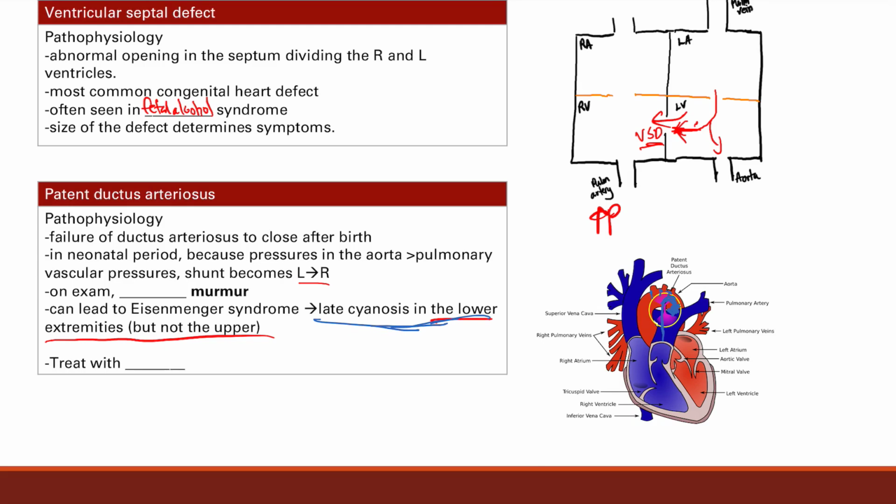Finally, what was the treatment for this? I already mentioned this. Remember, we treat with indomethacin. And do you remember the mechanism of action? Remember, indomethacin is an NSAID that's going to block prostaglandin production. Remember, prostaglandin keeps it alive, so if you remove prostaglandins, your patent ductus arteriosus is going to close, and you have solved the problem.